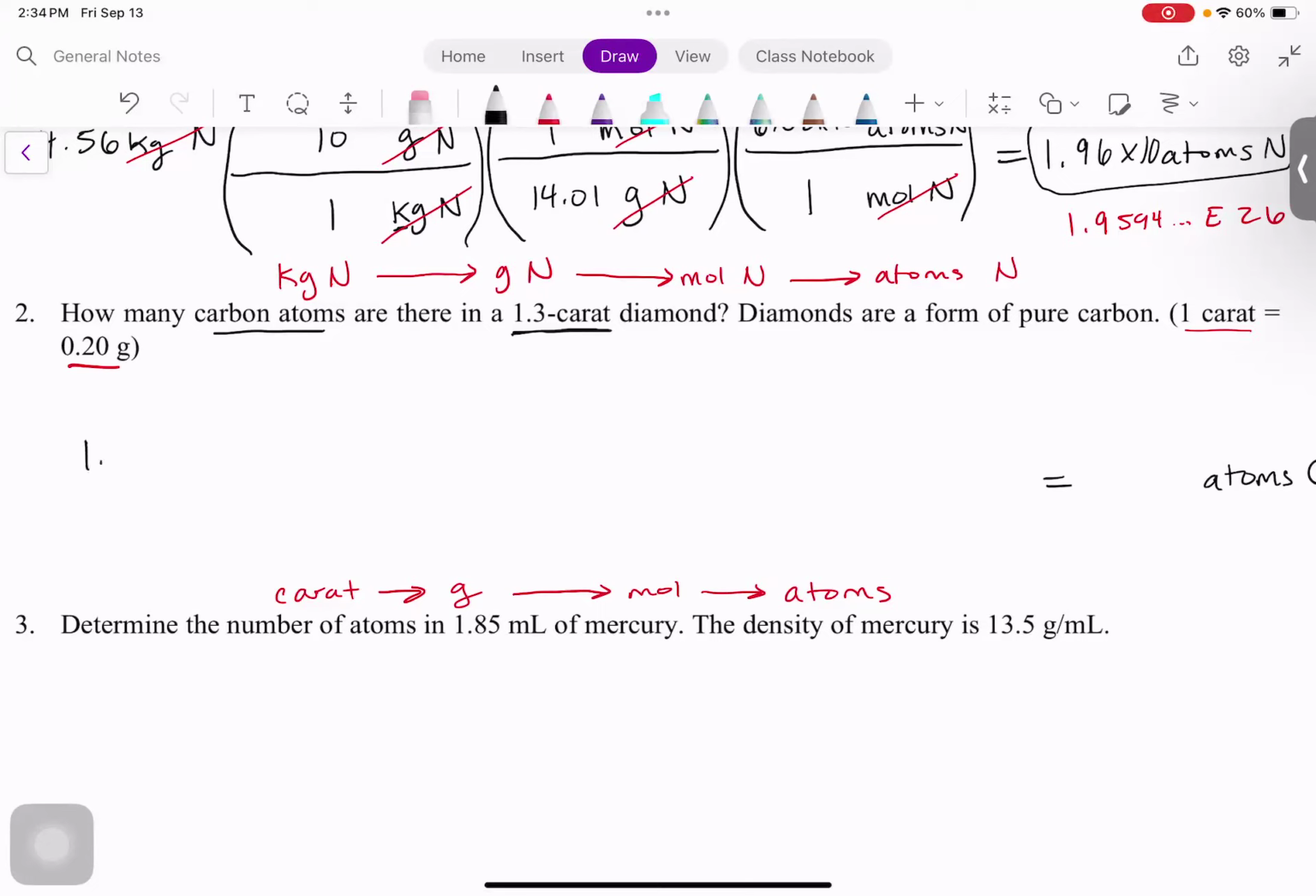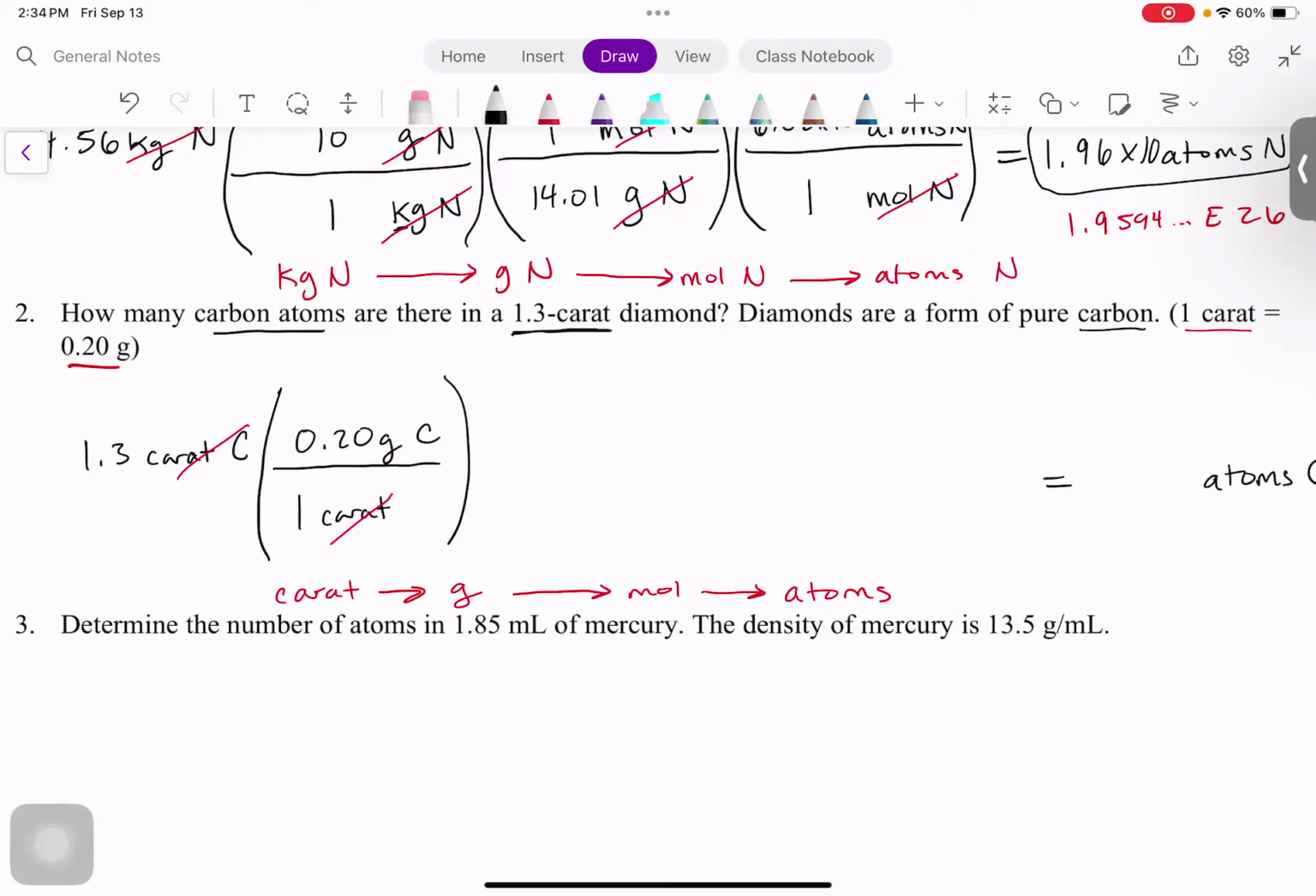So I've got 1.3 carats of diamond. Diamonds, we're told, are carbon, so we're dealing with carbon. So 1.3 carats of carbon. And I'm told in my conversion that 1 carat is 0.20 grams of carbon. So now I have gotten rid of the unit of carats and I have the unit of grams here.